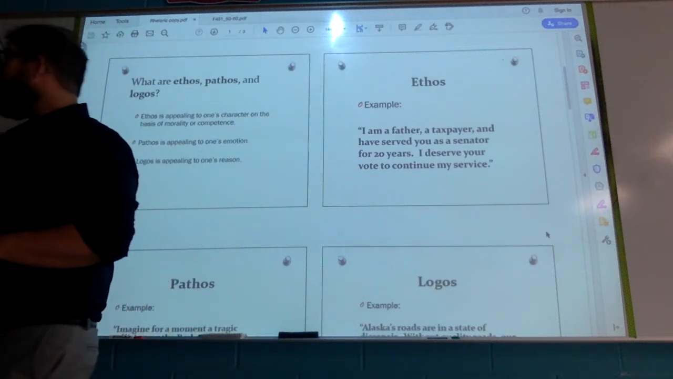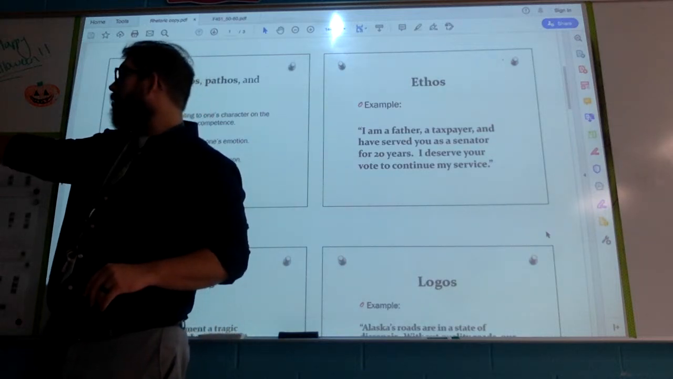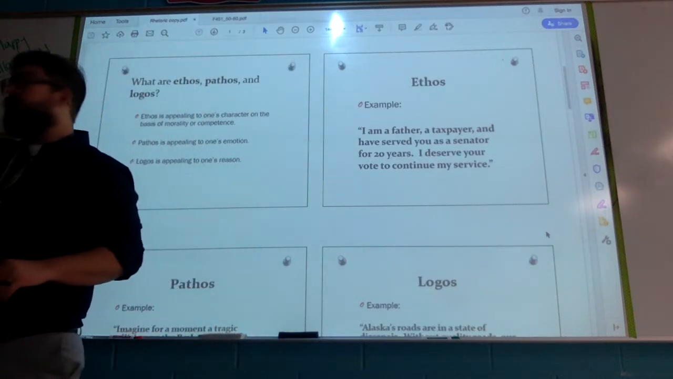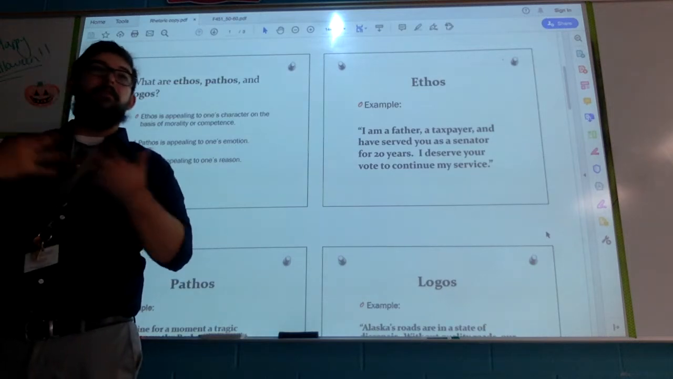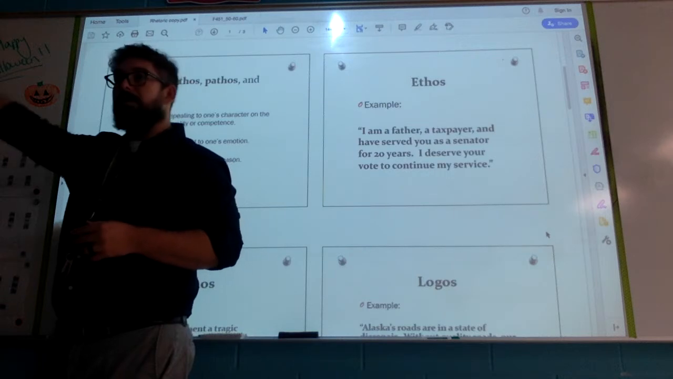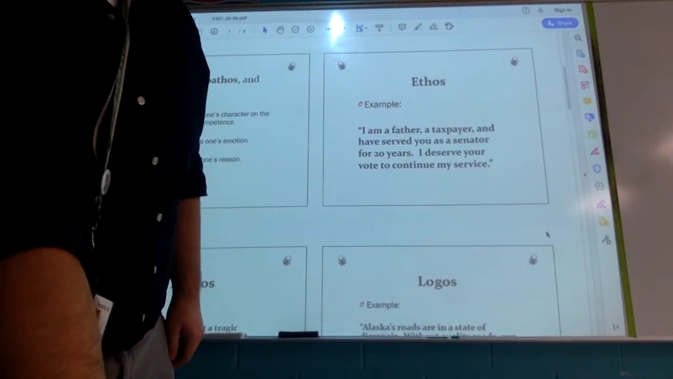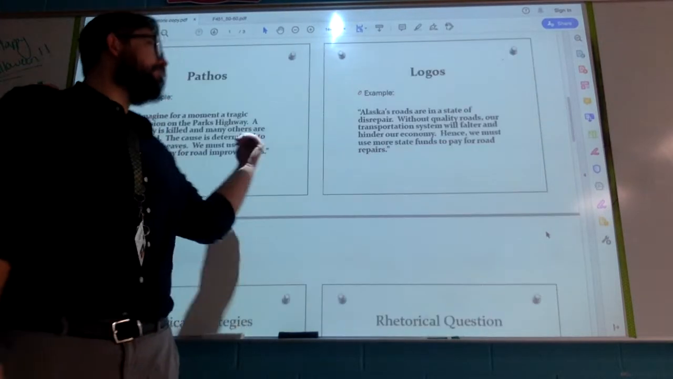That's why you'll notice teachers and doctors and almost any other type of college graduate will usually put their degrees on the wall. That's a form of ethos. This is why you should listen to me, because I have this, this, and that. That's a form of ethos, building yourself up. Why you should listen to them.